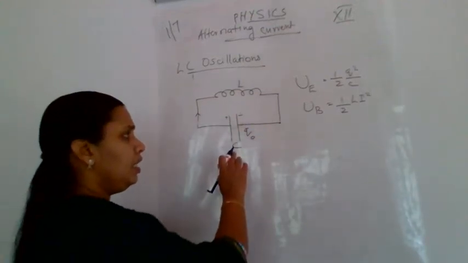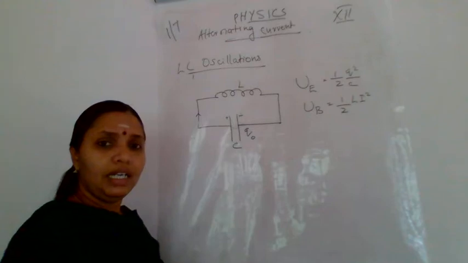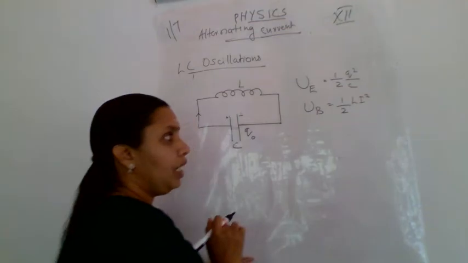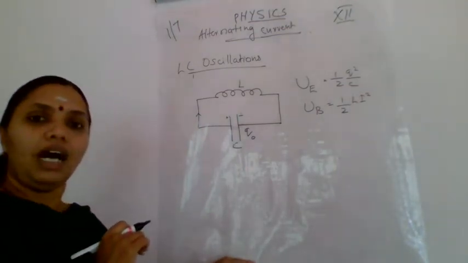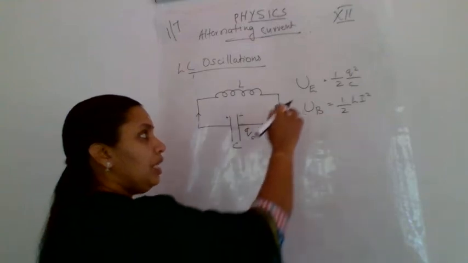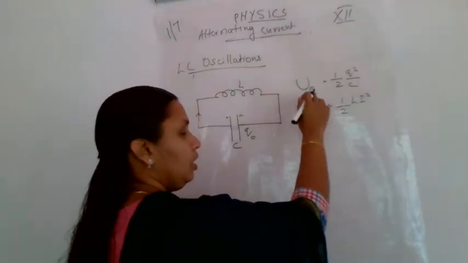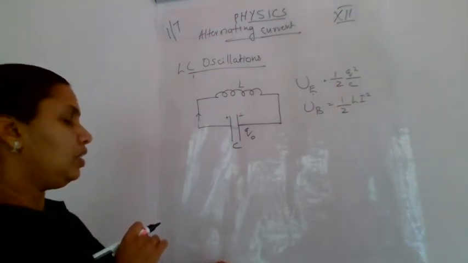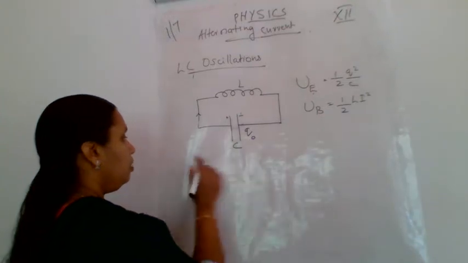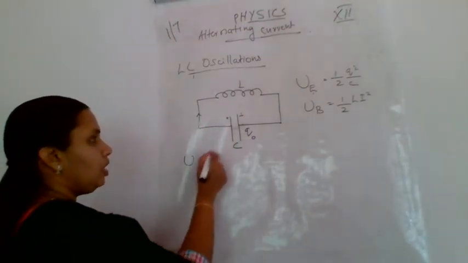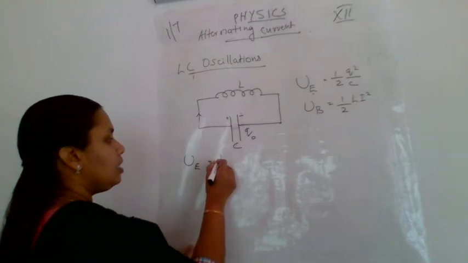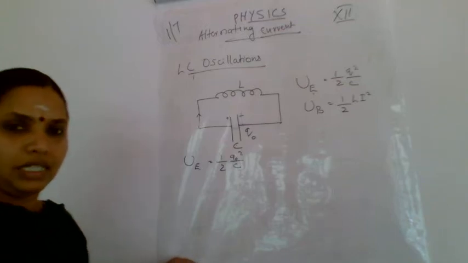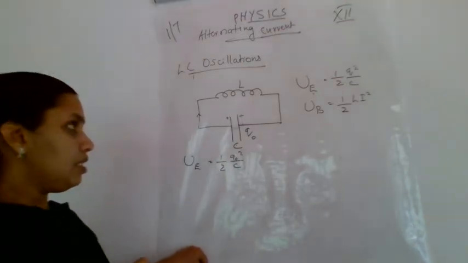So here there is energy across the capacitor, and what is the energy stored across the capacitor? It is half Q squared by C. Energy stored across a capacitor is half Q squared by C. Here the energy is the electrical energy, so I am representing it by UE, where E stands for electrical energy. Now the charge is maximum, so we can write the energy as half Q0 squared by C, where C is the capacitance.